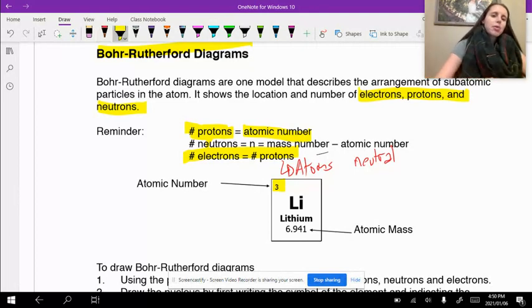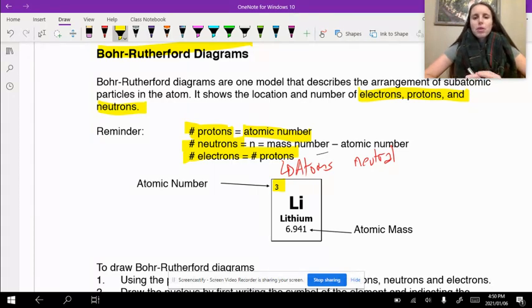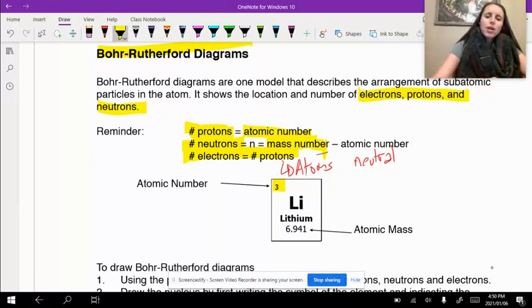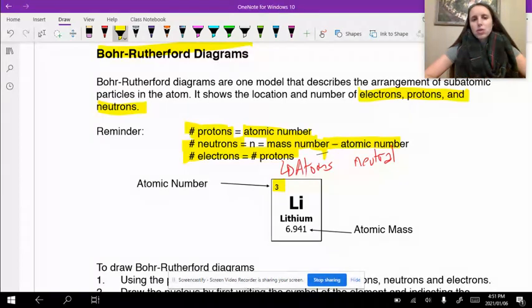Lastly, we have our number of neutrons. Neutrons do exist in the nucleus as well too. They have no charge. They do have a mass though. So in order to figure out how many neutrons are in the nucleus, you want to take the mass number. The mass number is the total number of protons and neutrons, and you want to subtract the atomic number. Remember, the atomic number is the number of protons. So essentially, you're figuring out the number of neutrons by taking the total mass, and you're subtracting the atomic number.